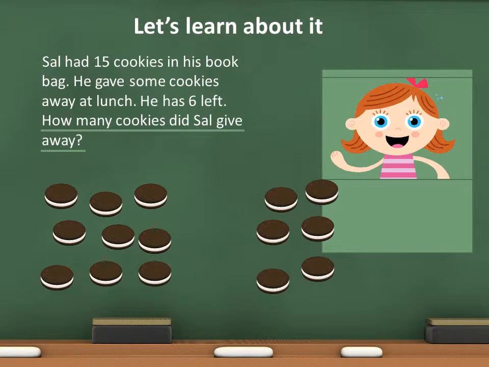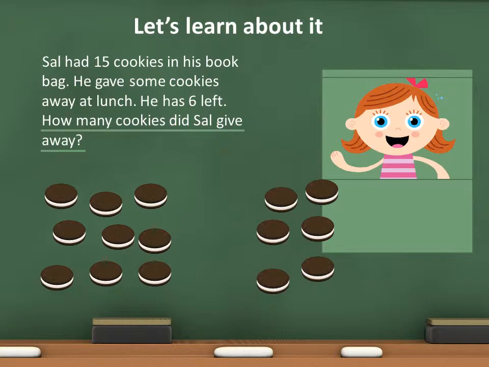The question is, how many cookies did Sal give away? When we put all the information together and look at the question, we understand that he had some cookies, he gave some away, and was left with 6. The question was, how many cookies did he give away? So we can use the information in the problem and the question to solve the problem.